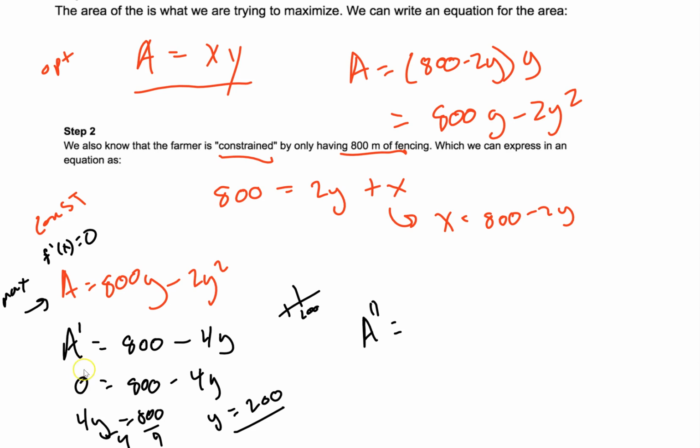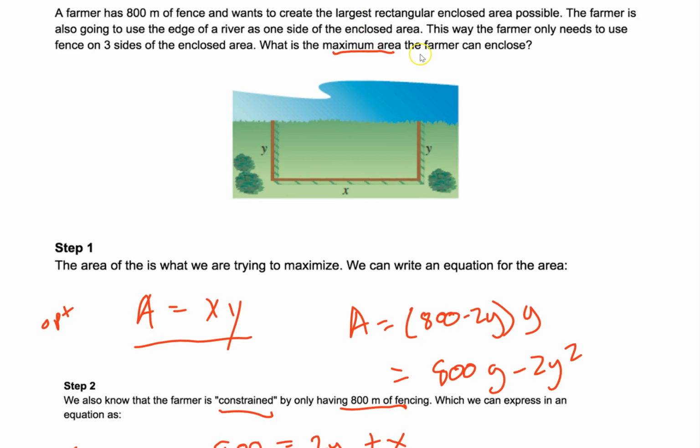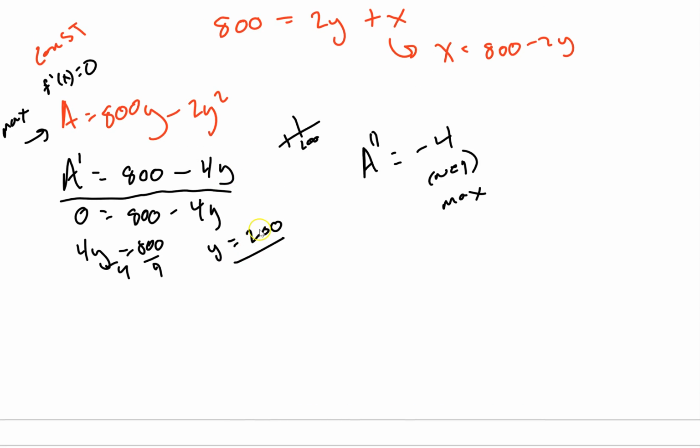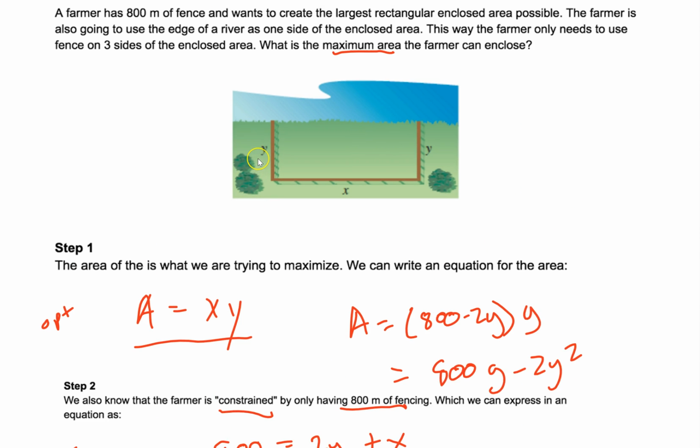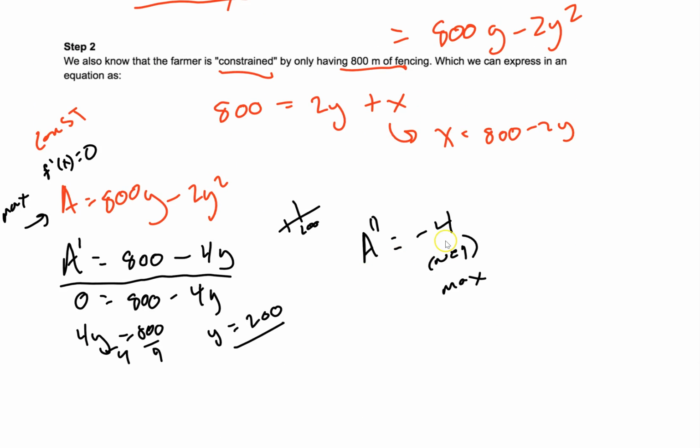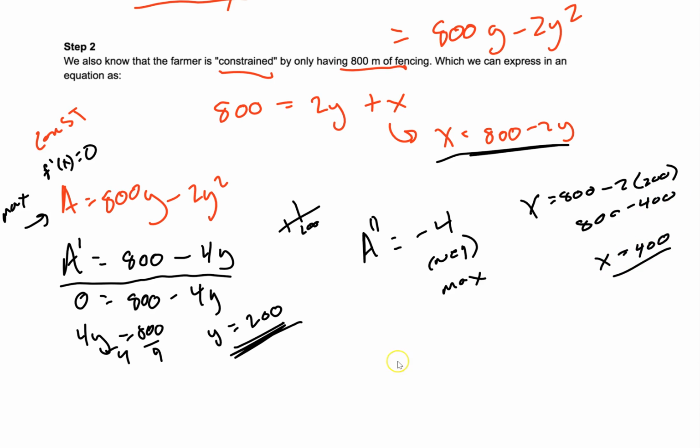Second derivative test. Here's my first derivative. If I take a derivative again, that goes away, I just get -4. That's a negative, which means it's a max. So this is a max, you proved it's a max. Now what are we trying to find here? What is the maximum area? All I found so far is one of the sides. One side's 200. So we go back, plug y in to find your x. X equals 400. So I have my two dimensions, 400 by 200 fencing here.